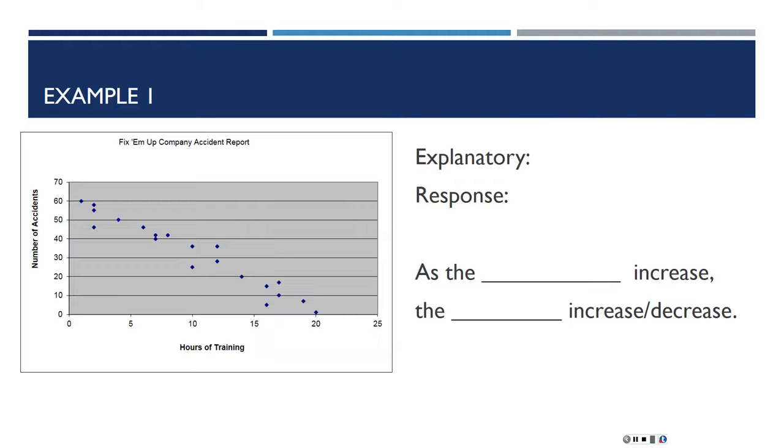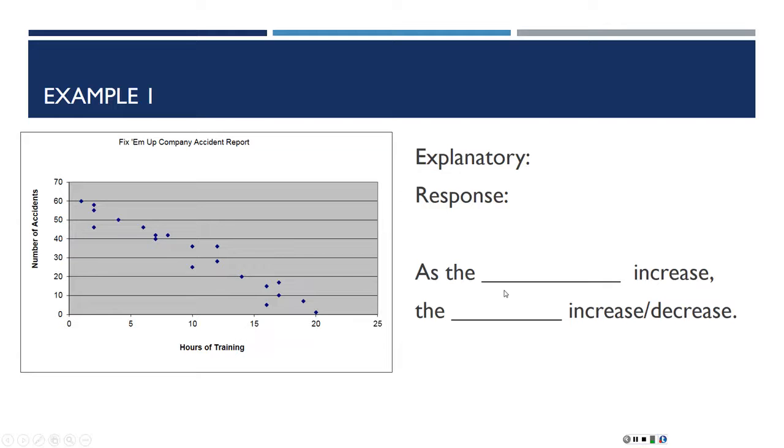Which is the explanatory? Hours of training, because it's on what we think of as the x-axis. So we're going to take that to be that it explains. The number of hours you get in training will explain how many accidents you have. Okay?